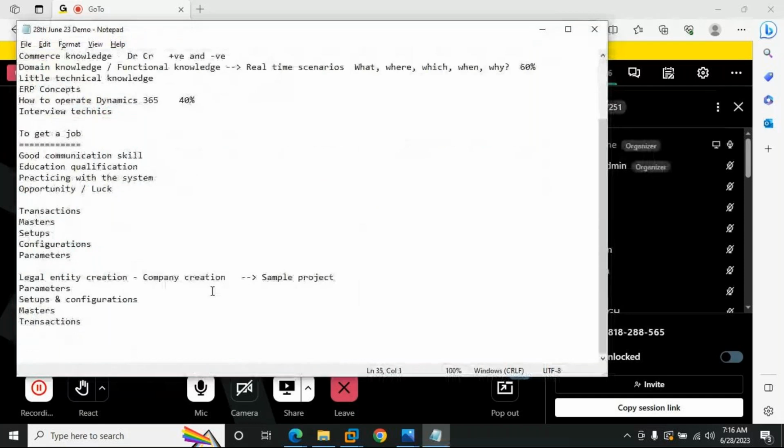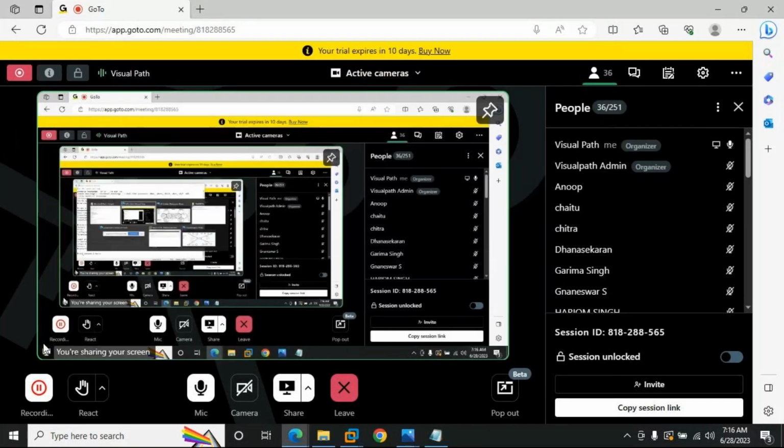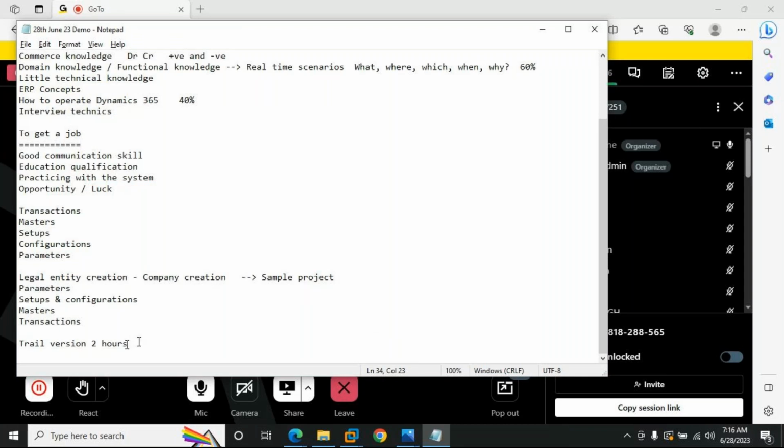Regarding environment and application access, I will share a trial version. This trial version will be valid for 2 hours only. After that it will be refreshed and you need to log in once again. The trial version will be shared mostly on Saturday, Sunday or Monday. Once you pay the fee, you will get that link in the WhatsApp group.